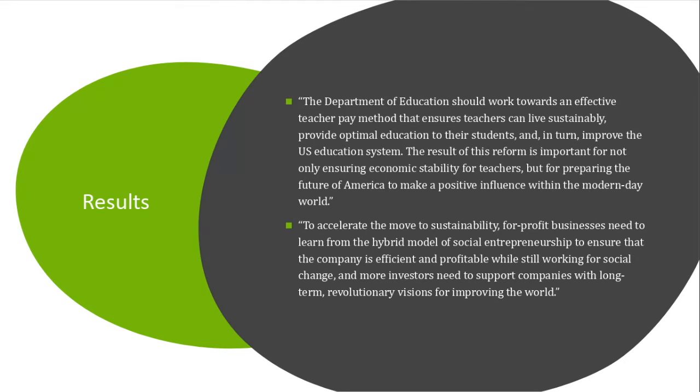As you look at it closely, it talks about companies being efficient and profitable while still working for social change. Well, most companies need to be efficient and profitable, so that's pretty important. And then it even ends with this phrase about supporting companies with long-term revolutionary visions for improving the world. So even just by ending the thesis statement with that phrase about improving the world, it leaves me as a reader with a general idea of why this matters and what the author is aiming for in making this argument.